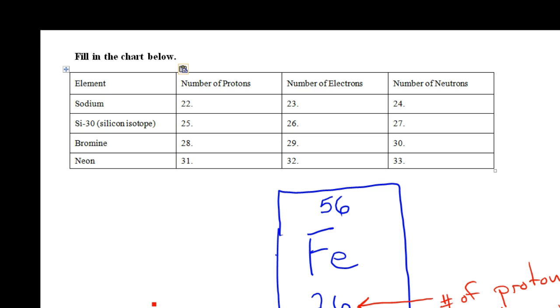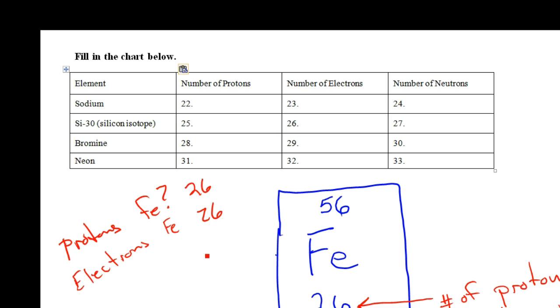So if someone said how many protons are in iron, I would say, oh hey, the smaller number is 26. That's easy. If it asks for electrons, I would do the same thing. For Fe, I look at it, I'm just like, hey, the smaller number is 26, so there must be 26 electrons. All right, so the bottom number will give us those two values.